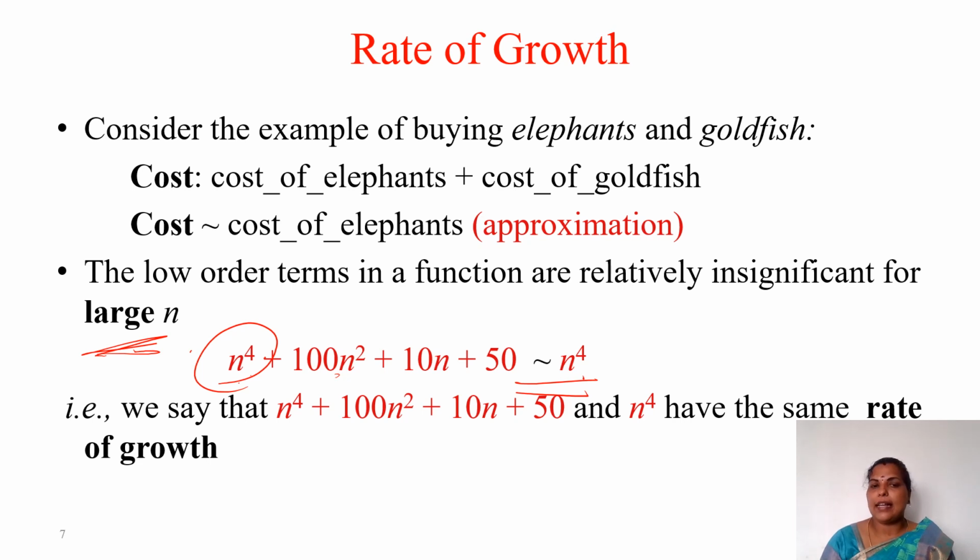So here we say that n power 4 plus 100 n square plus 10 n plus 50 and n power 4 have the same rate of growth. Both this one and this have the same rate of growth. Likewise, cost of elephants plus cost of goldfish and cost of elephants both have the same rate of growth. That is the meaning.